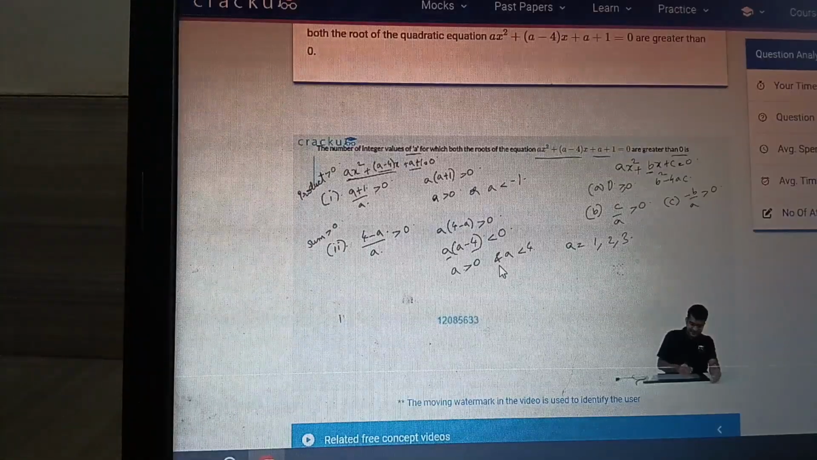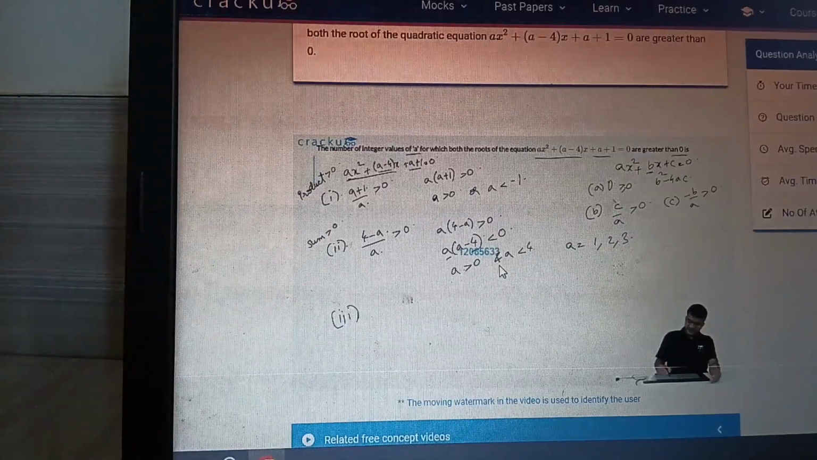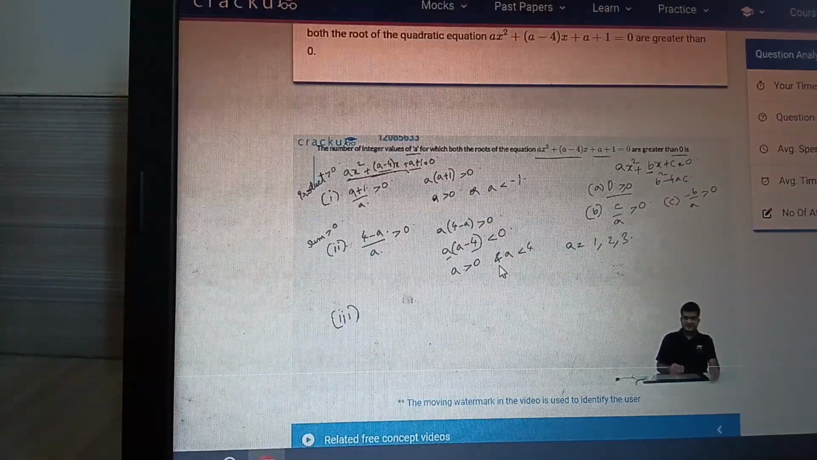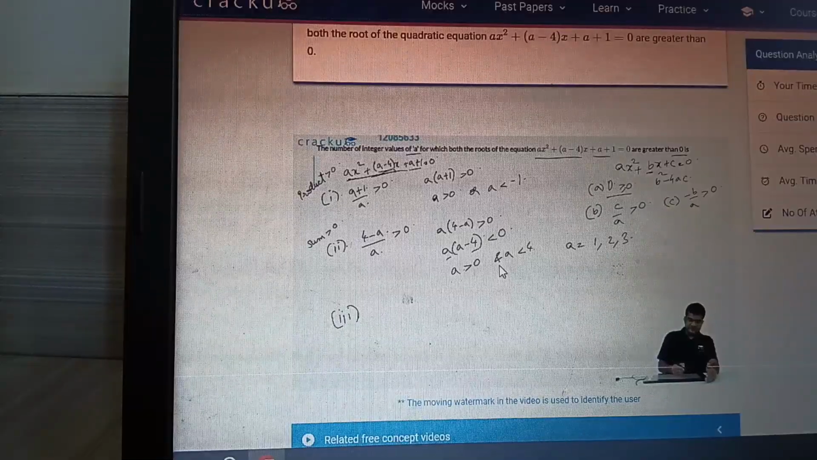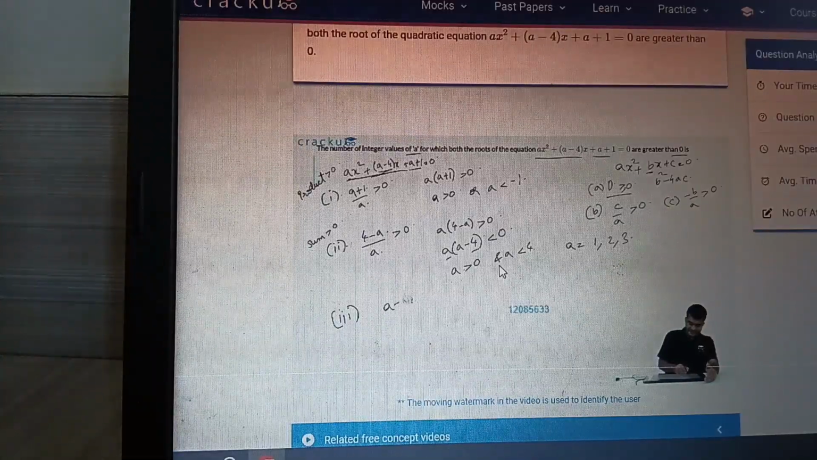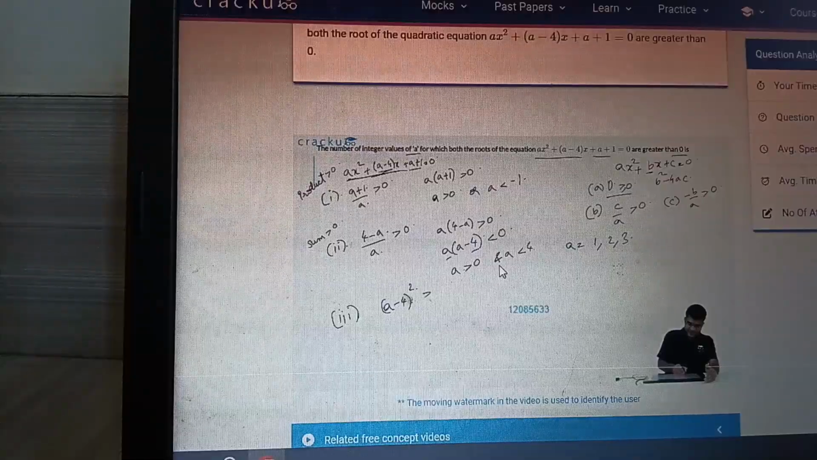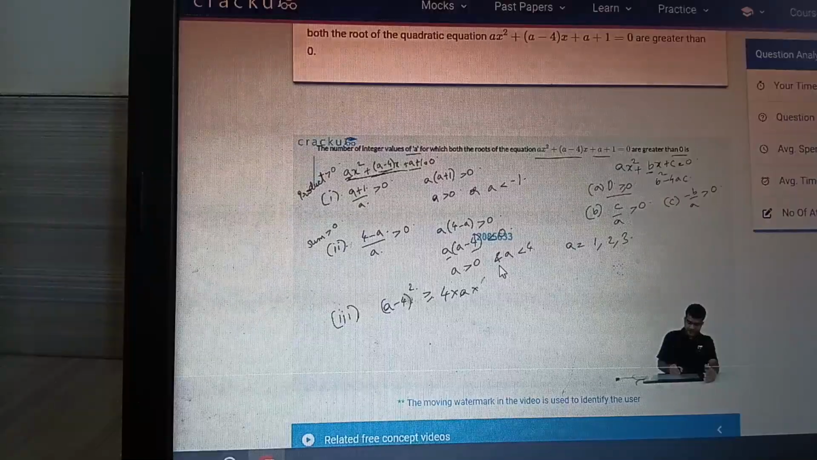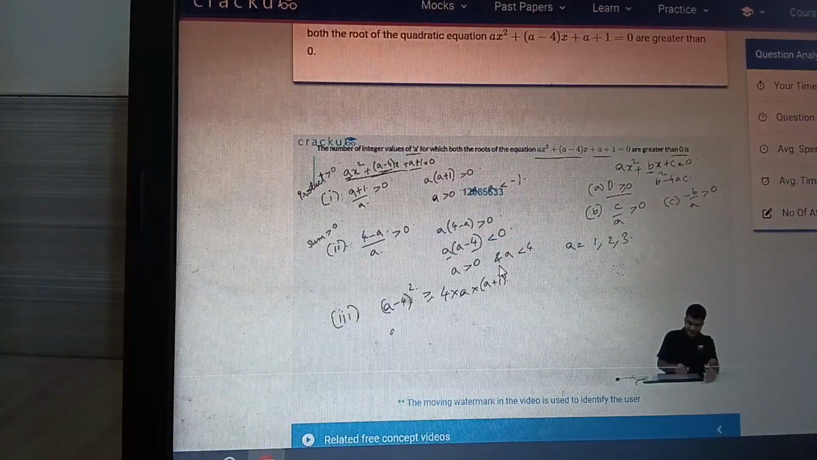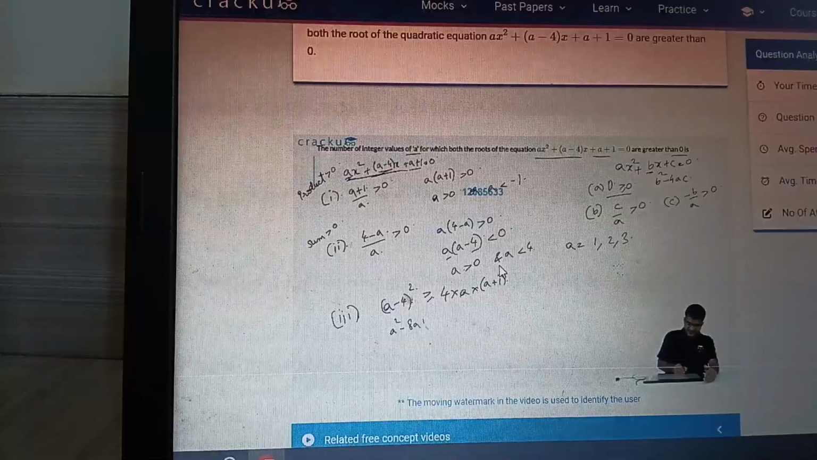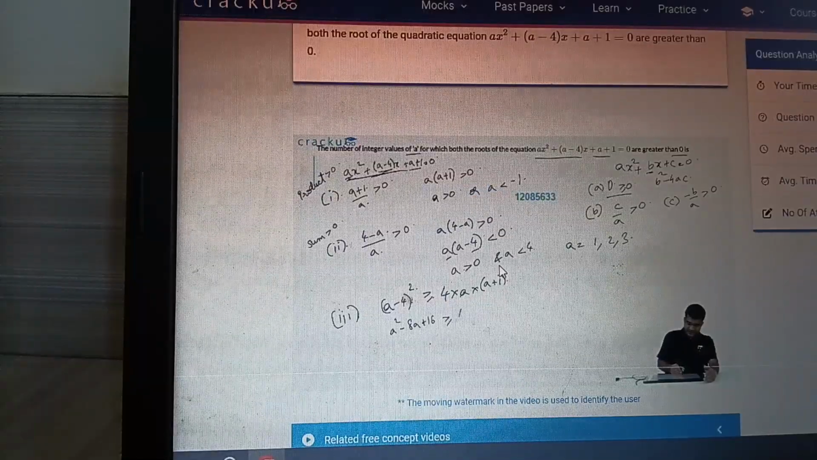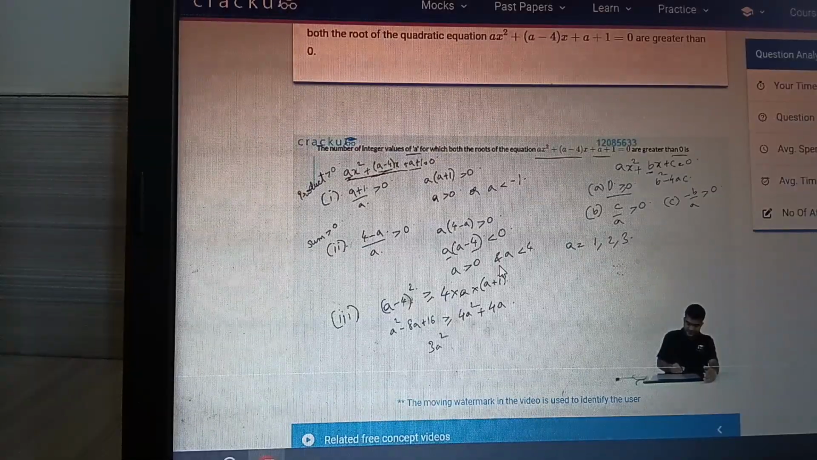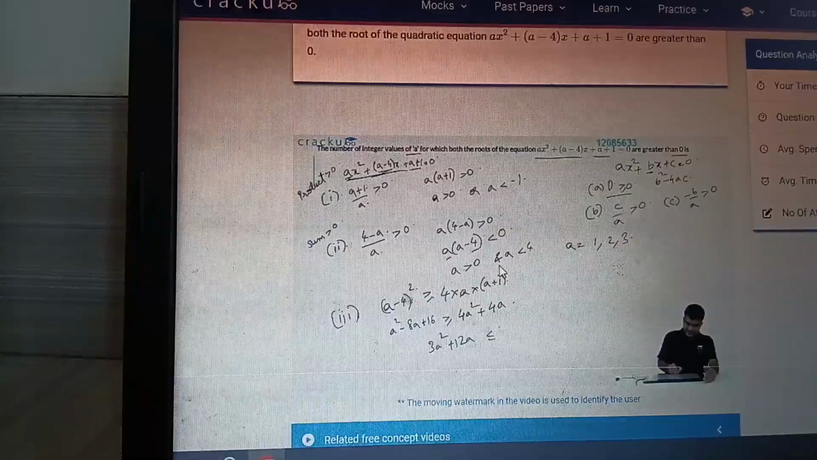Now let us look at the last condition. The last condition is that you want the discriminant to be greater than or equal to 0. For the given quadratic equation, what is the discriminant? That is b square minus 4ac. So that is the coefficient of x whole square, which is (a minus 4) whole square. It should be greater than or equal to 4 times the coefficient of x square, which is a, into the constant term, which is a plus 1. Or a square minus 8a plus 16 has to be greater than or equal to 4a square plus 4a. Or 3a square plus 12a has to be less than or equal to 16.